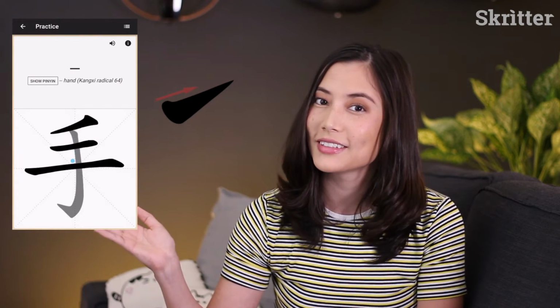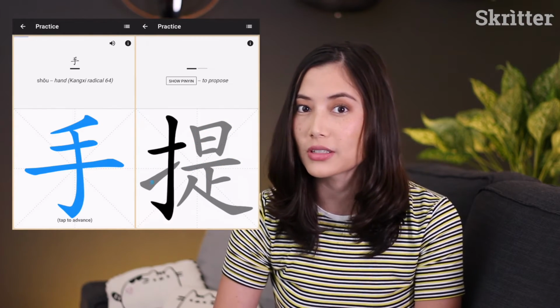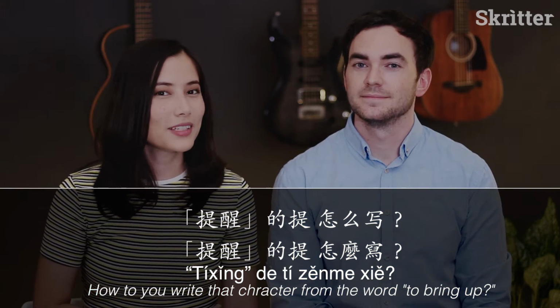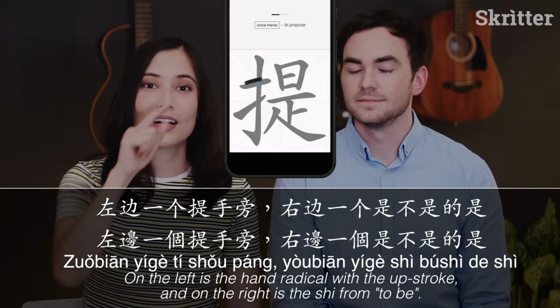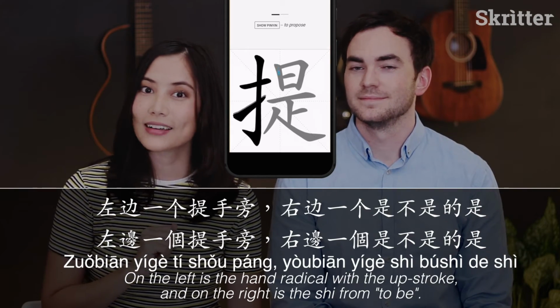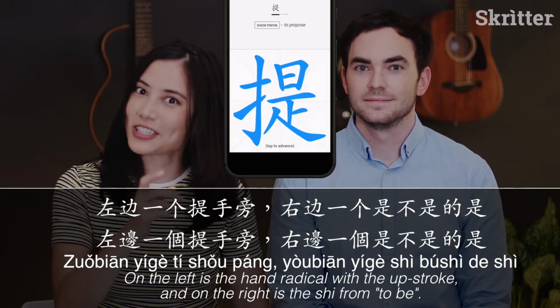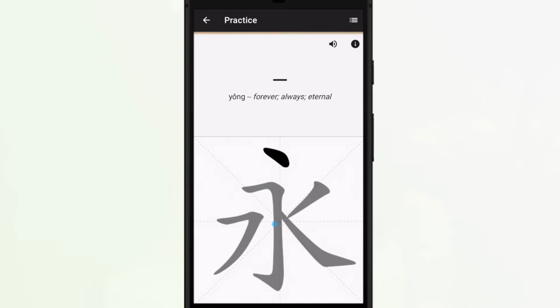Similar to dian, you'll often hear it to describe the hand radical because the character for hand looks like this, but when expressed in a radical, it actually looks like this. If Gwilym were to ask, 提醒的提怎么写？ I would say 左边一个提手旁，右边一个是不是的是。 Let's practice what we've learned with the character yong.